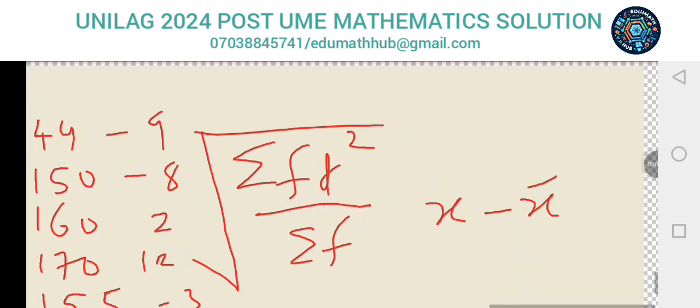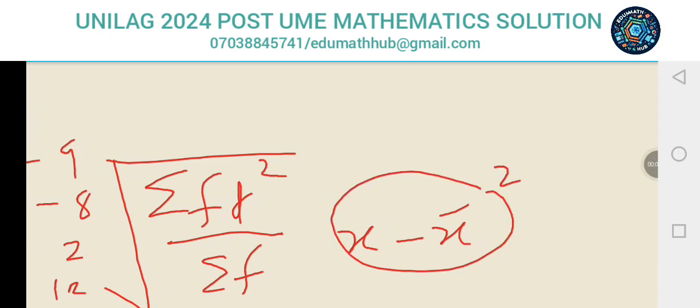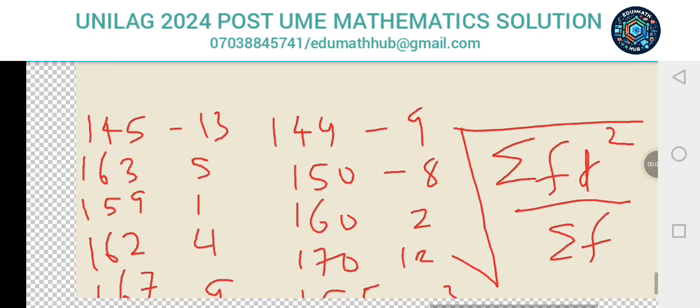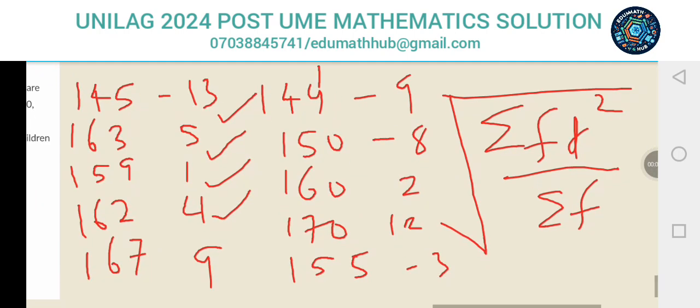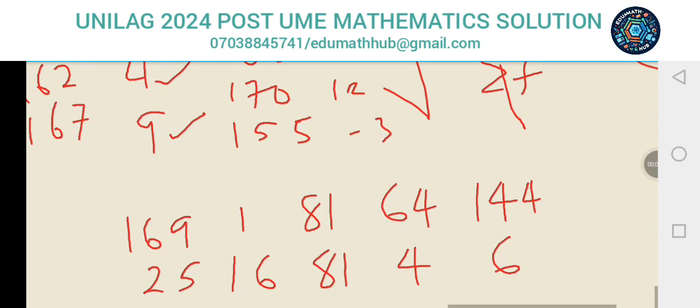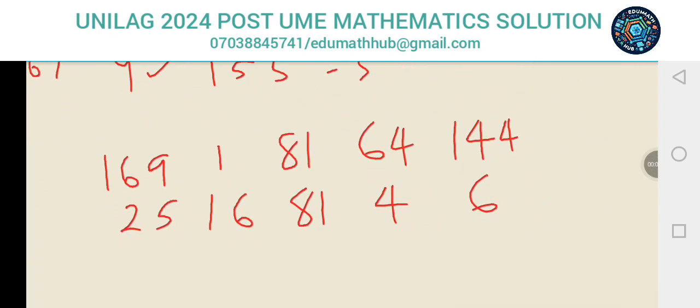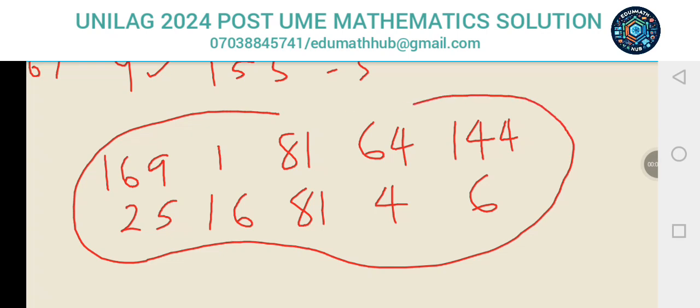Then the next step is to square the deviations. You can see it here, fd squared. This d, you have to square, so you have to square all these numbers. When you square these numbers, you then add all of them. So 13 times 13 is 169. 5 times 5 is 25. 1 times 1 is 1. 4 times 4 is 16. 9 times 9 is 81. That's what I've done here: 169, 25, 1, 16, 81, 81, 64, 4. Then add everything together.